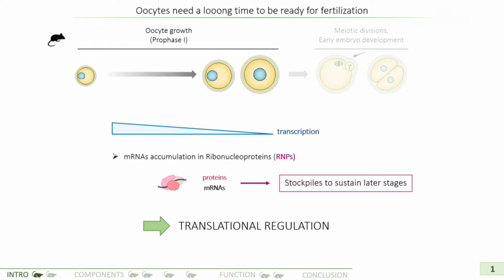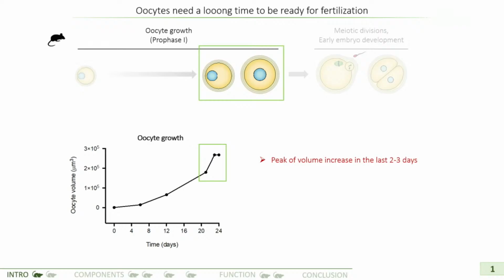Translational regulation of the mRNAs stored in the RNPs. Now, this very long growth phase can last from weeks to decades, depending on the organism, and in mice, it's about 3 weeks. I'm interested in particular in the very last part of this growth phase, which corresponds to the last 2-3 days, and that's because at this point we have a peak in the increase in volume with an accelerated rate compared to the overall growth. And we don't really know how the oocyte achieves this.